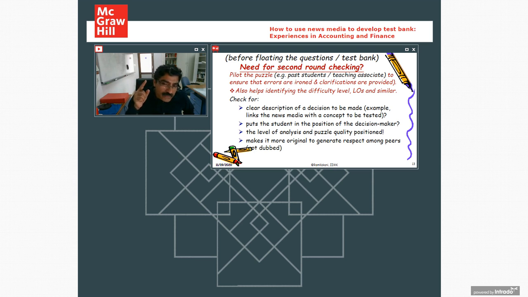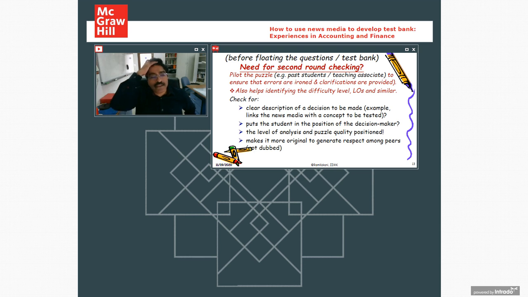Put the students in the position of a decision maker. To the extent feasible, always try to say, if you were so and so, if you were Larsen and Toubro, or if you were an accountant doing accounting on behalf of the Ministry of Home Affairs. Have something along those lines.